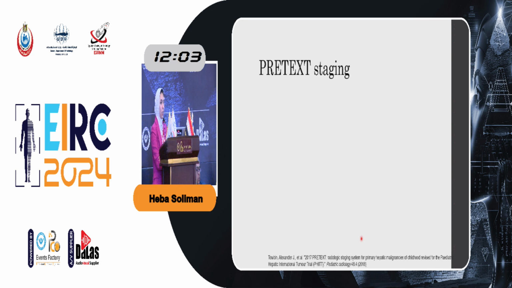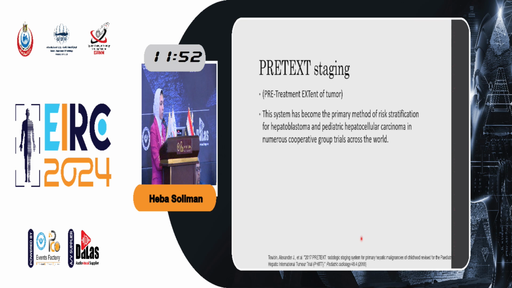It's important, in the case of a hepatoblastoma, that you write a PRETEXT staging. What is PRETEXT staging? It is an abbreviation for pre-treatment extent of the tumor. This system has been the primary method for risk stratification for hepatoblastoma and pediatric HCC in numerous cooperative group trials. It is made of two components, PRETEXT group and annotation factors.